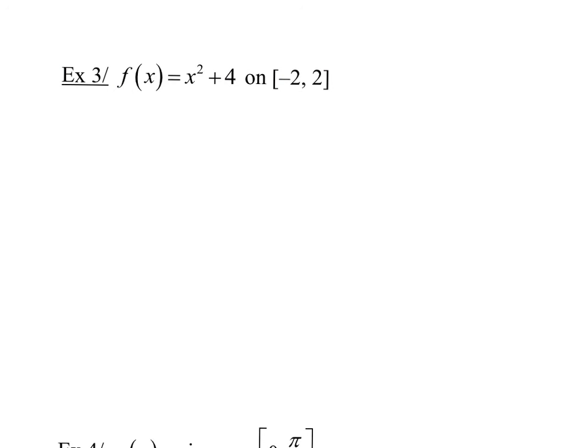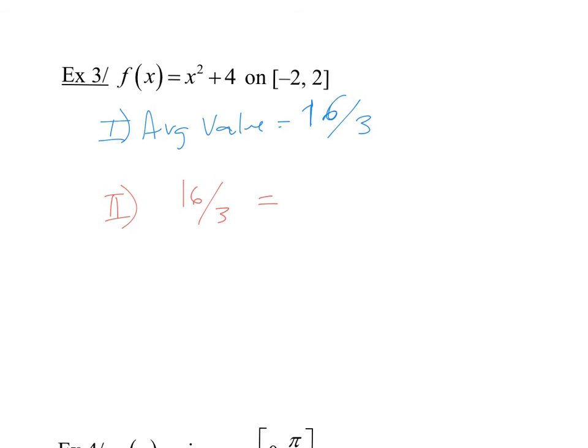For example 3, guys, we solved this the other day. In step 1, we said the average value for this one was 5 1/3. I'm going to write that as 16/3 just to help us see what this looks like. So in step 2, I'm literally going to set 16/3 equal to x squared plus 4, and now the goal would be to solve for x.